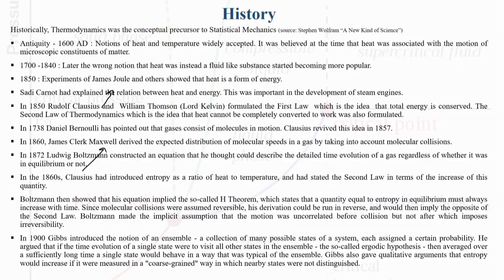And finally, in the 1900s, another scientist named Gibbs introduced the notion of an ensemble. The idea of an ensemble was that it is a collection of states of a system such that you are able to assign the probability of each of those states occurring. So, you identify a set of closely related states and call that one kind of entity. And then you keep dividing all the possible states, or reclassify all the states of the system, into these ensembles. This is also called coarse graining.